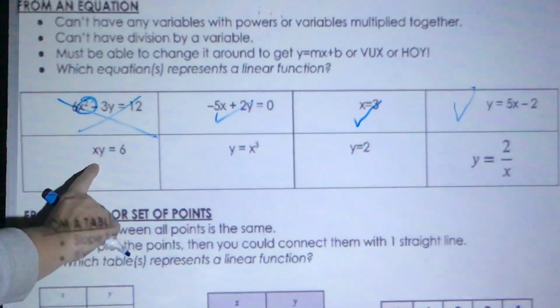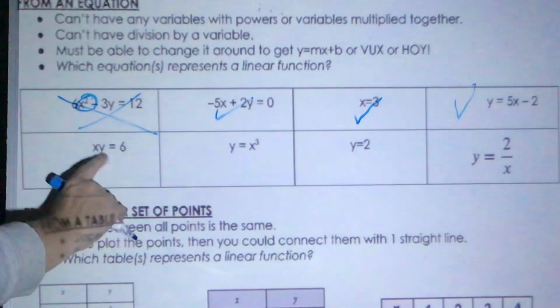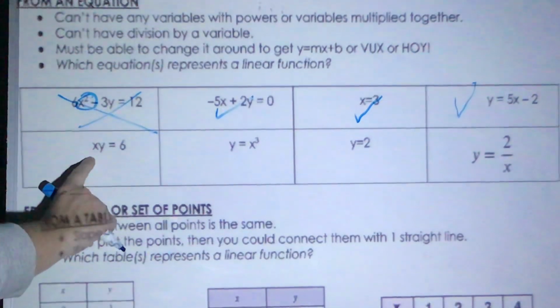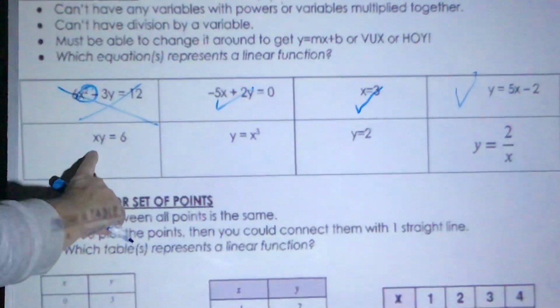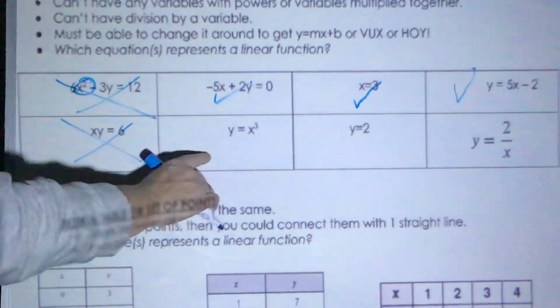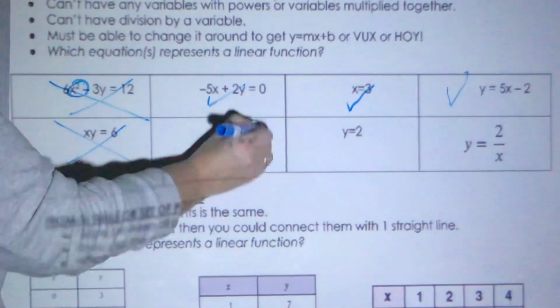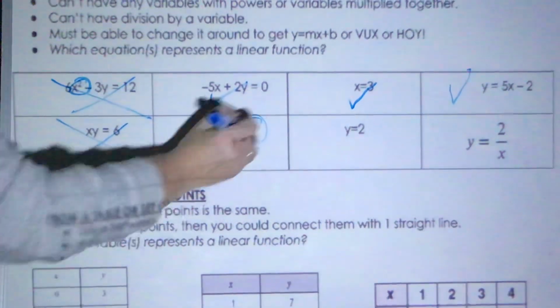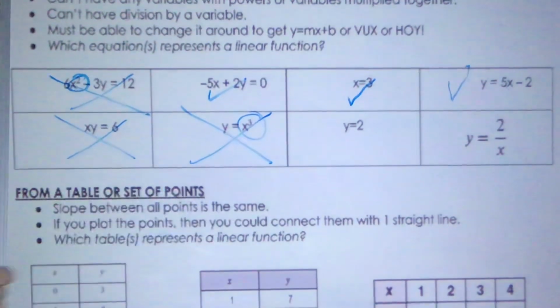For this next example, we have an x and a y being multiplied together. When you multiply your variables together, you get curves. You do not get a line, so this will not be a linear equation. Our next example has a power with the x. That makes it not a line.